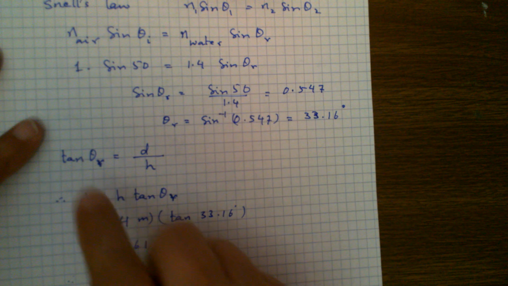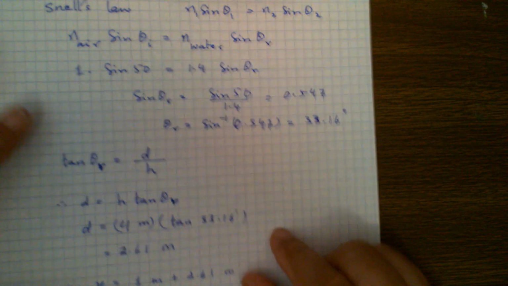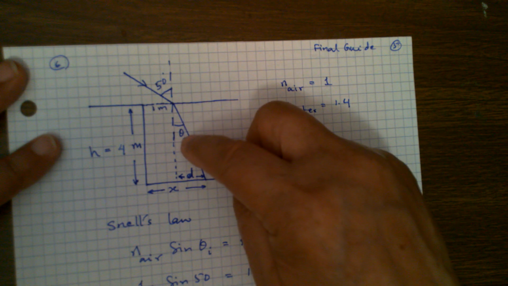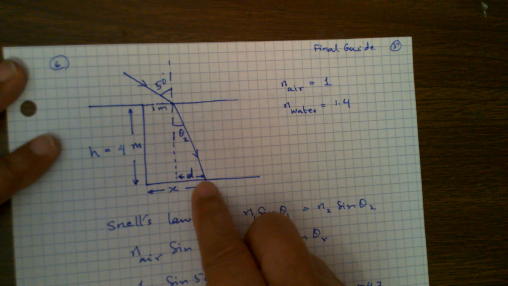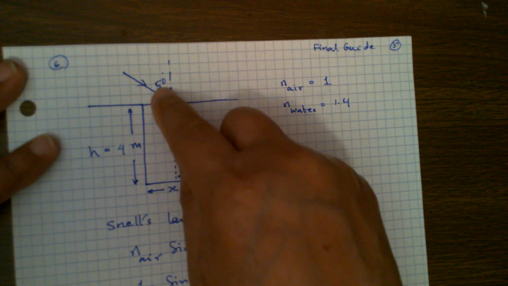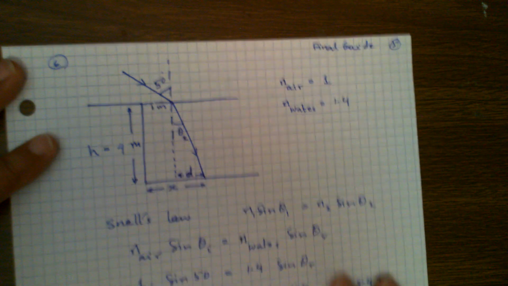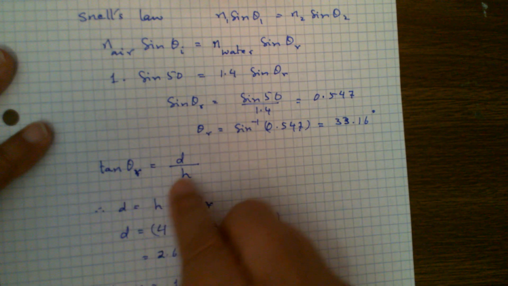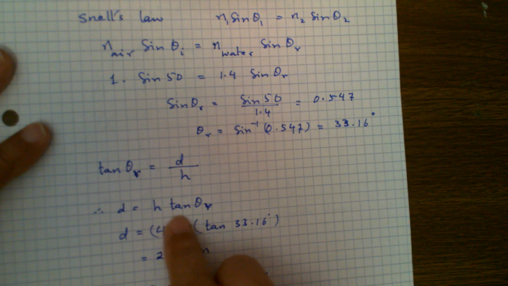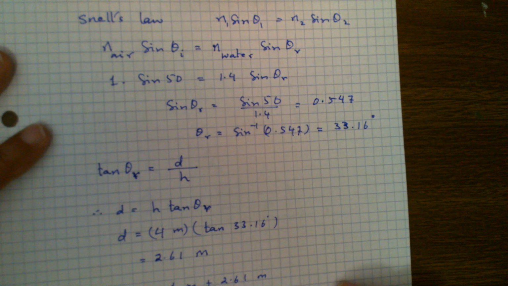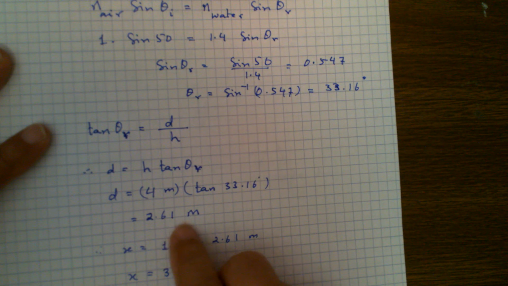Now tangent theta R is equal to d by h. How do I look at that? This is theta R, that's the refracted angle. d is the opposite, h is the height, so opposite divided by adjacent is tangent, right? So tangent theta R is equal to d by h. So d is equal to h times tangent theta R. So I find d is 2.61 meters.